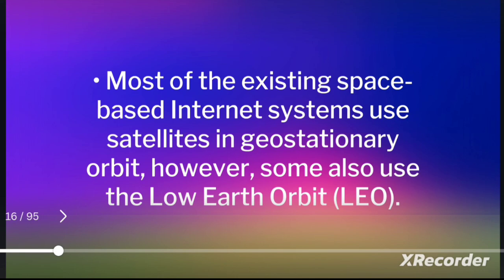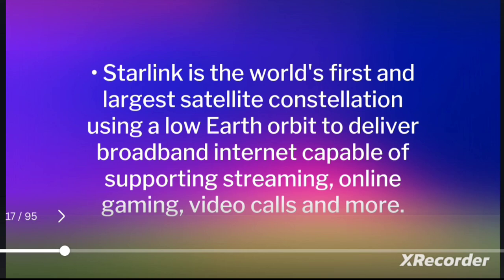Most of the existing space-based internet systems use satellites in geostationary orbit. However, some also use a low Earth orbit. Starlink is the world's first and largest satellite constellation using the low Earth orbit to deliver broadband internet capable of supporting streaming, online gaming, video calls, and more.